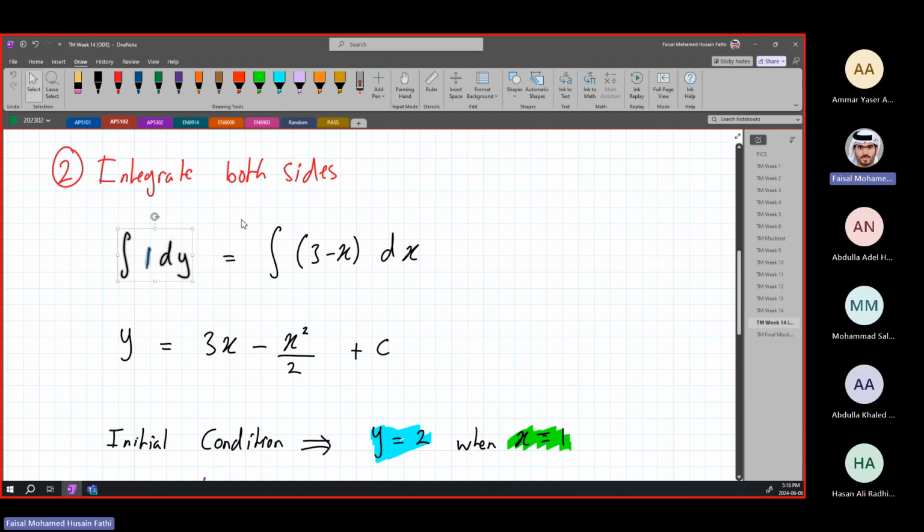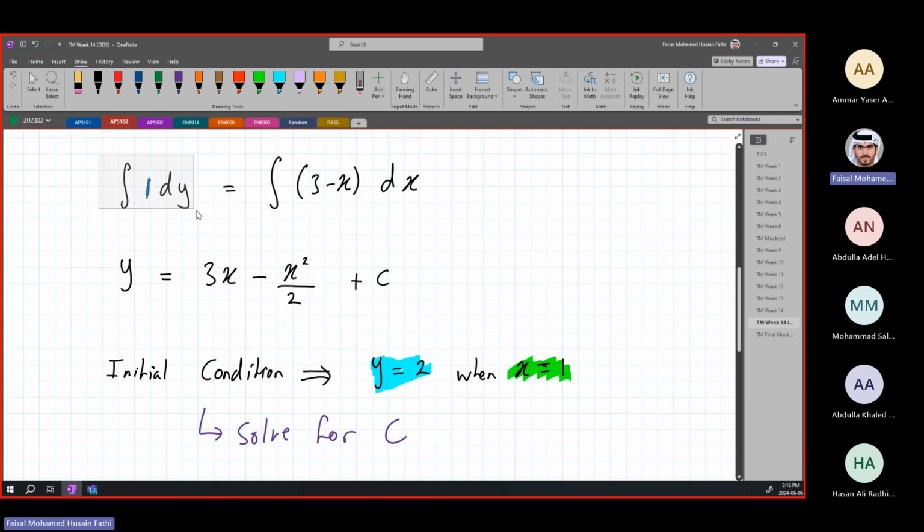You do the integration on the left and right. At the left side, it's dy, so the integration is in terms of y. And on the right, it's in terms of x. So once we do our integration, we will have our general form. This is a general solution, meaning the solution has the letter C in it. If you are not given any initial conditions, that means this is going to be your final answer.